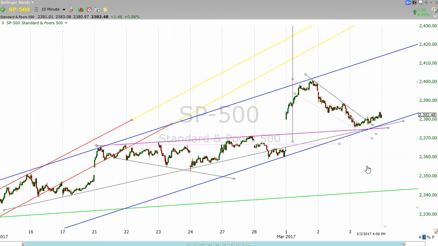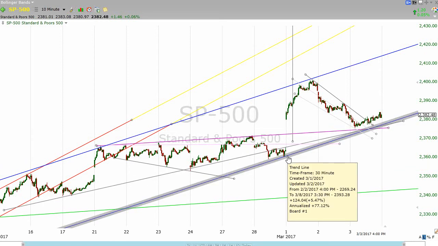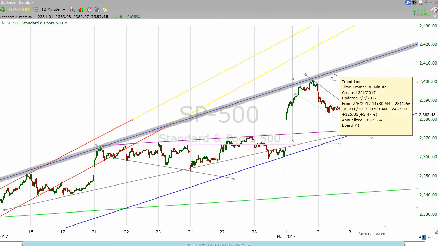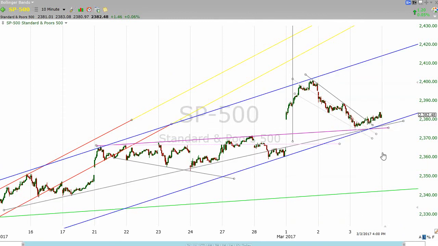Now, I want to backtrack just for a second. So basically, what happened this week? Well, this week we saw a little bit of weakness, and then we saw, coming up off of this support line, a quick move up to resistance, and then a two-day pullback that looks to be back to support levels.